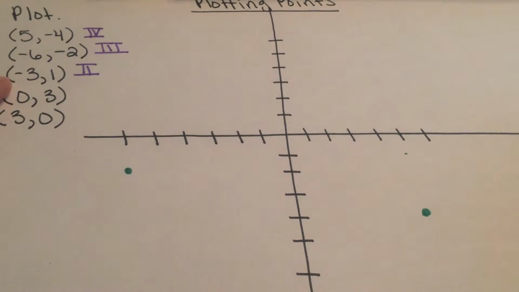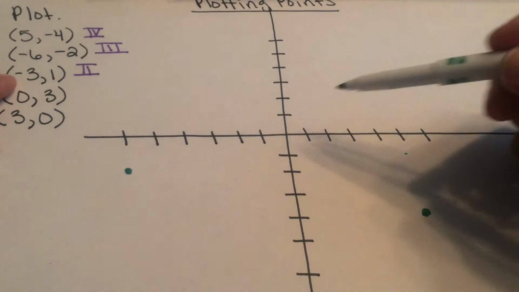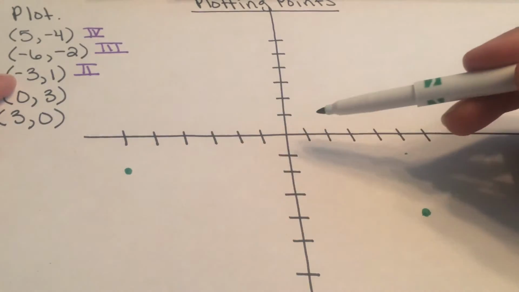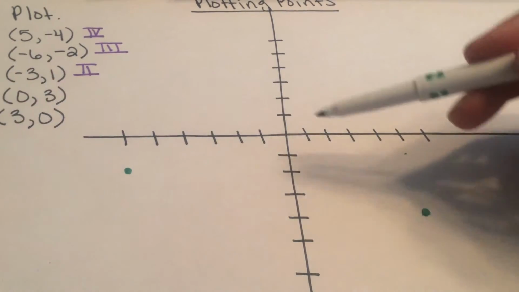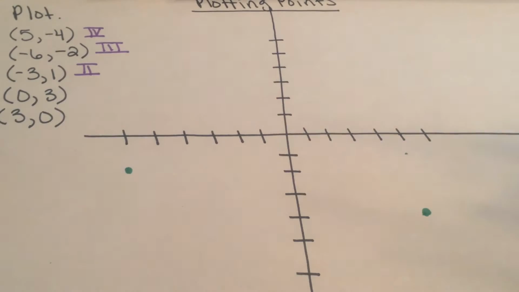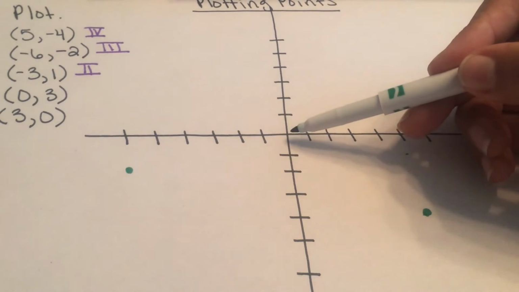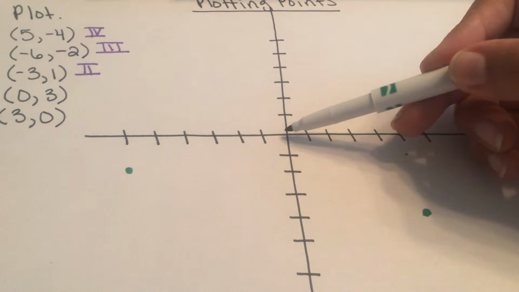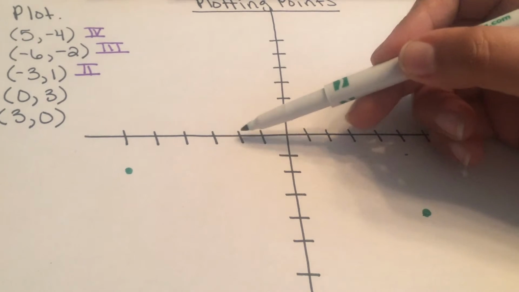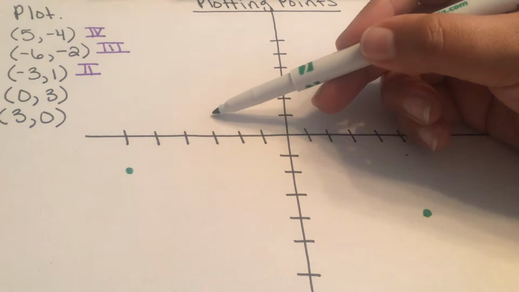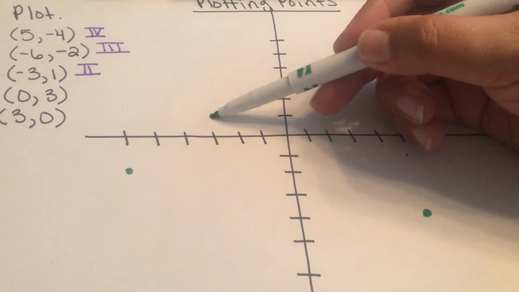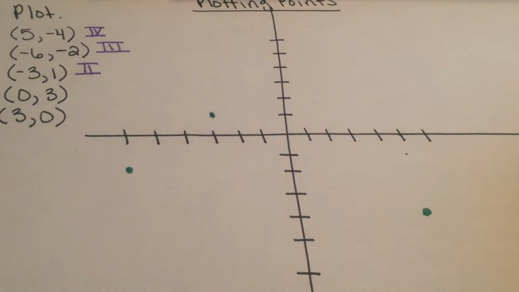If we look at our next coordinate, we have a negative 3, 1. Since it's a negative 3, we know we're going to move to the left 3 times on our x-axis. Since it's a positive y coordinate, we know we're going to move up 1 on our y-axis. So starting from our origin, I'm going to move left 1, 2, 3, and then I'm going to move up 1. We do see that that is in our second quadrant.